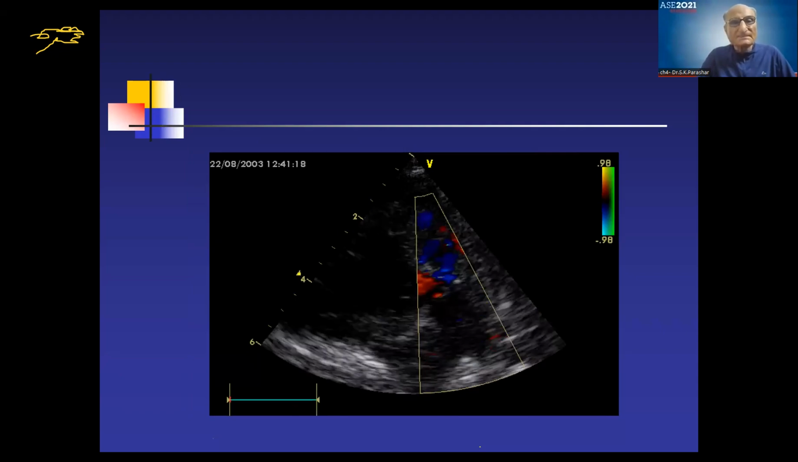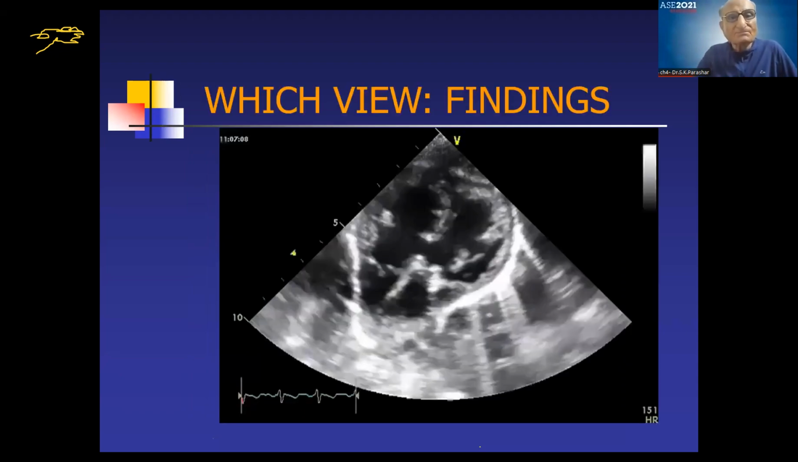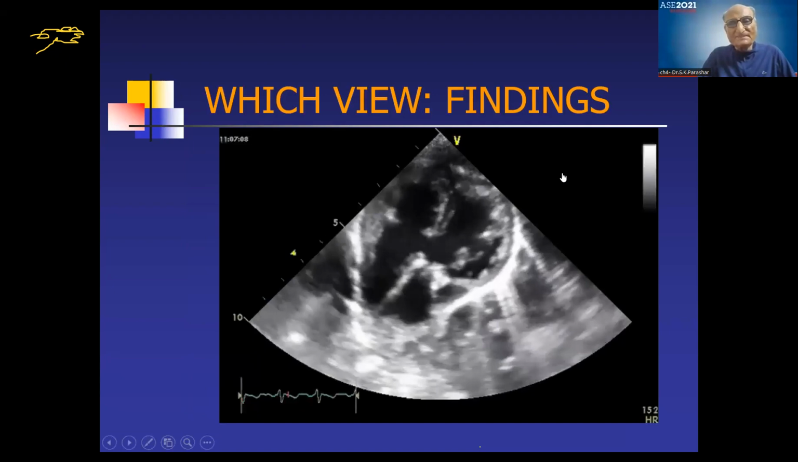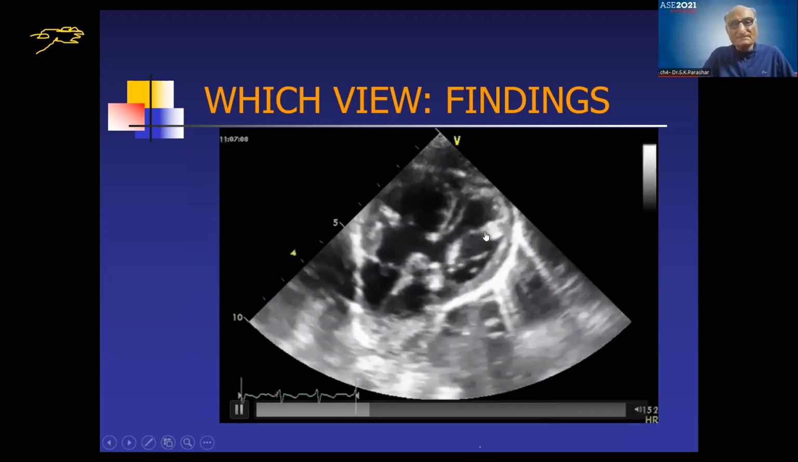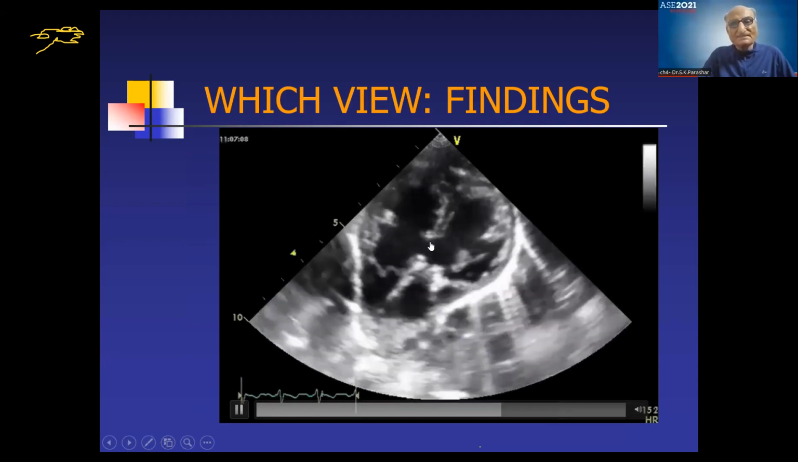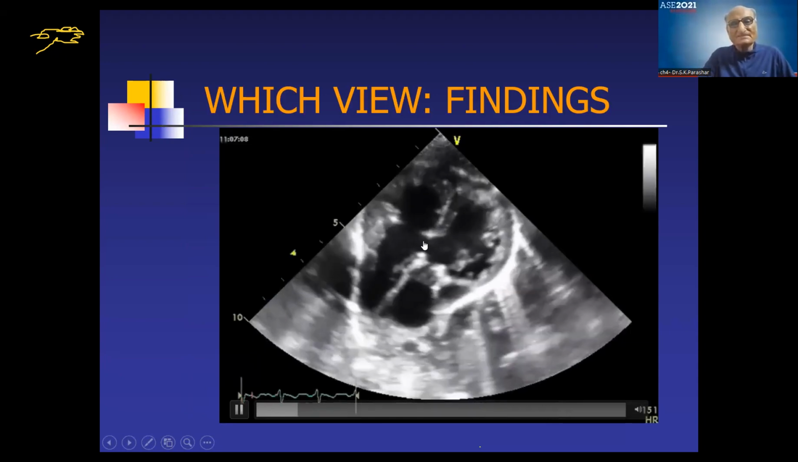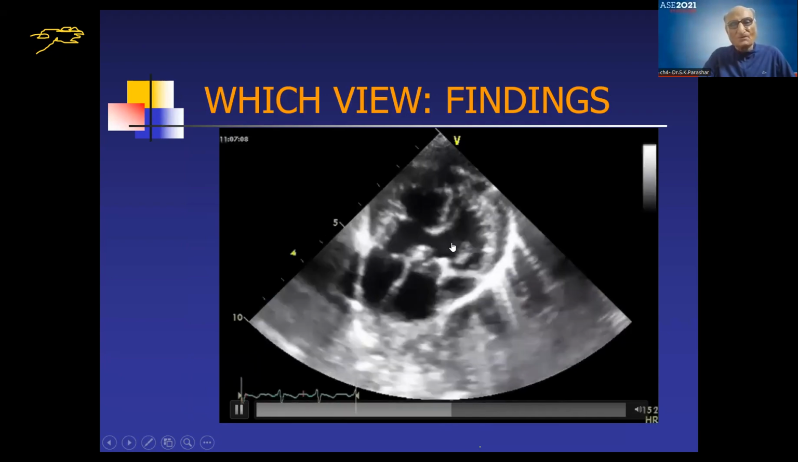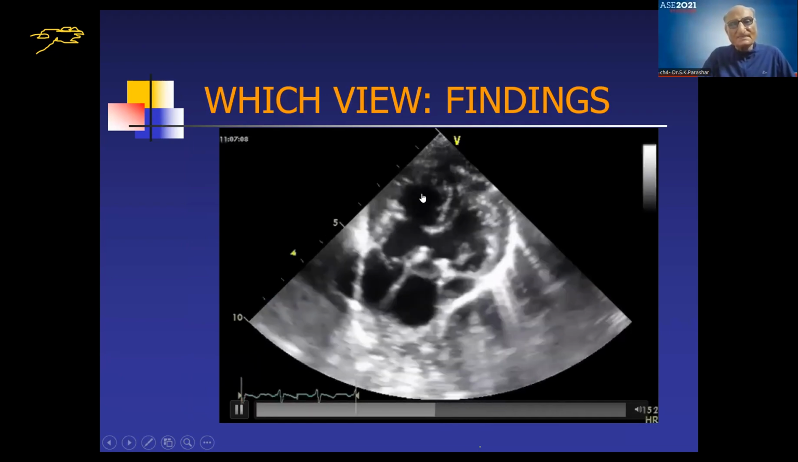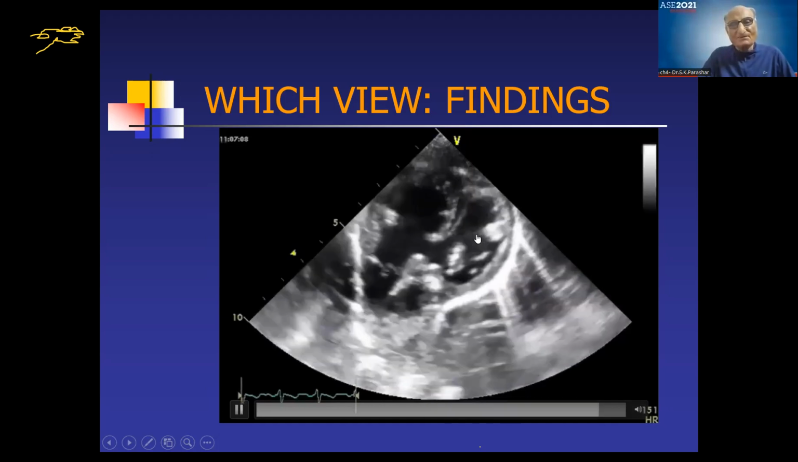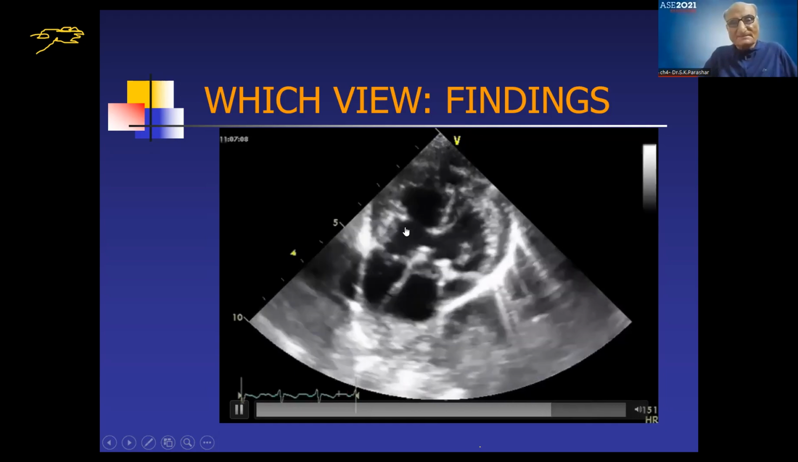So from 2003, we come to, I think, 2020 now. Now which view is this? This is a subcostal view. This is the right ventricle. This is the left ventricle. This is a VSD. As I told you, ASD and VSD are the most common lesions. Now this is a slightly modified view. We see one artery coming from the right ventricle, one artery coming from the left ventricle. Now we don't know which artery is which.